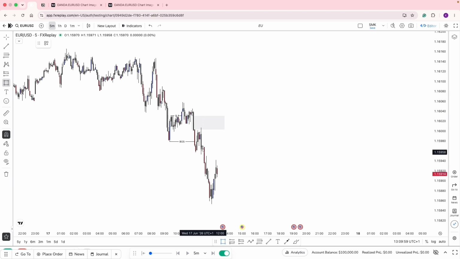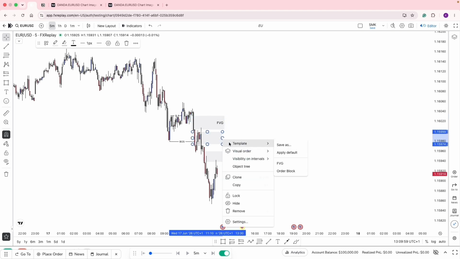We've even got another one here where price came back and filled. And then we even got another one in here. And we got a little small one here, but I won't mark it out. So these are our fair value gaps. I'll just label them so you know what these are.